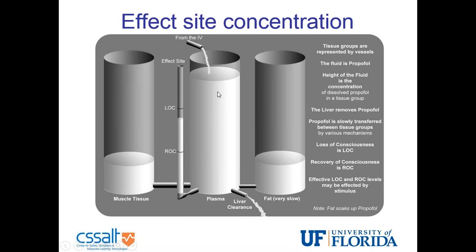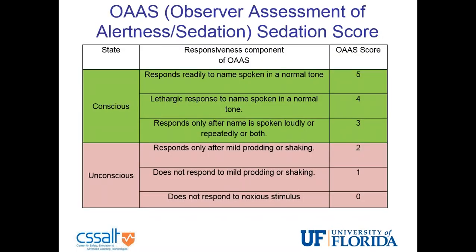The PD is the level of liquid in the central compartment making its way to the effect site compartment. If the liquid level is above ROC, which is return of consciousness, then the patient will be unconscious. And if it's above LOC, loss of consciousness, then the patient will lose consciousness and will not have verbal response. Whereas between those two hash marks, the patient is sedated but not totally unconscious. Any questions?